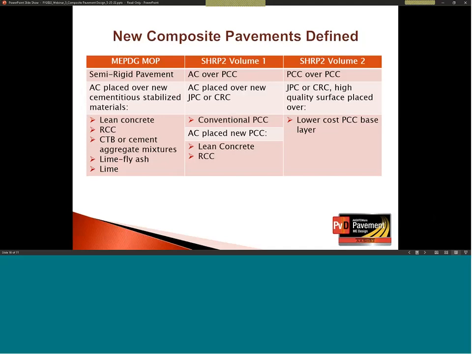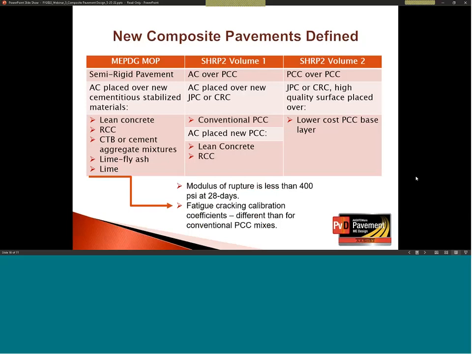The right column, this was the Volume 2, where we have PCC placed over plastic PCC, basically at the same time. And this could be both jointed plain concrete as well as continuously reinforced concrete, with that surface layer being a high quality surface placed over what could be a lower cost PCC base type mix. Go forward, Wouter, please.